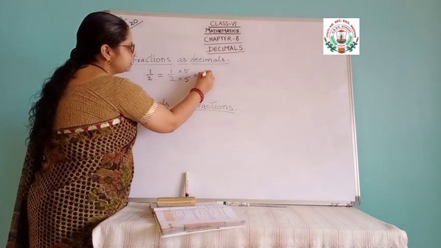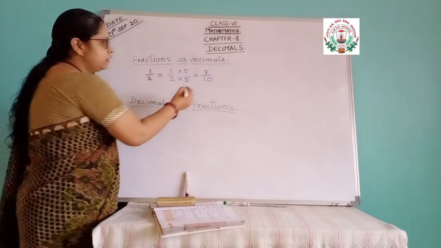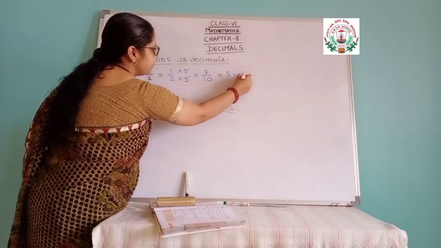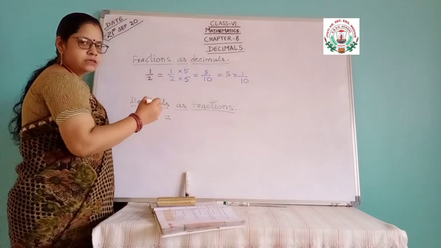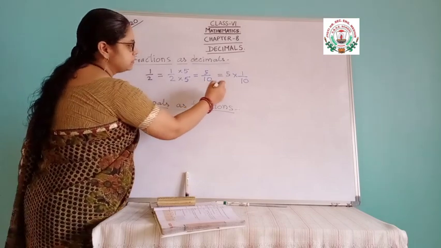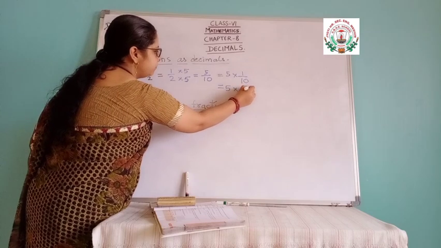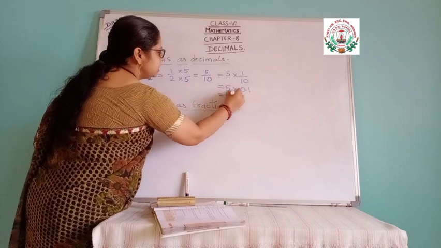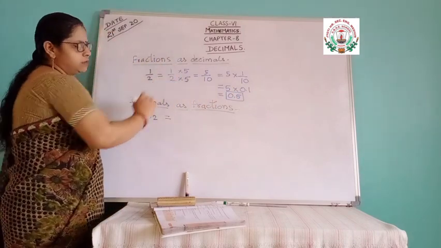So, now it is 5 divided by 10. As I have told you, it can be written as 5 into 1 by 10. 1 by 10 means it is the 10th, that is equal to 5 into 0.1. That is 0.5. This is the answer for the conversion of 1 by 2 to the decimal.